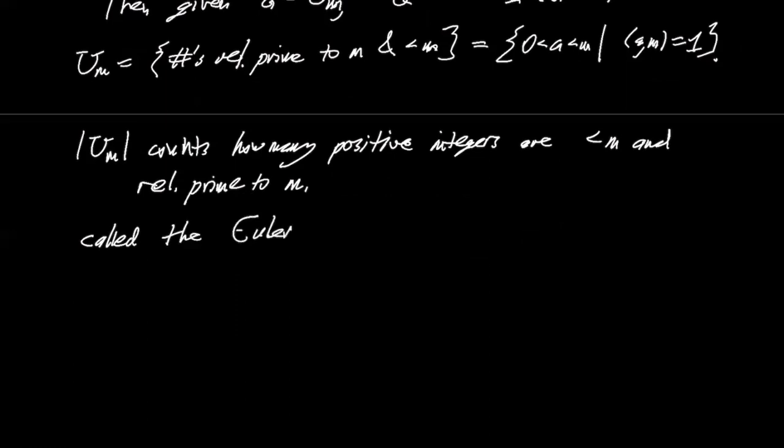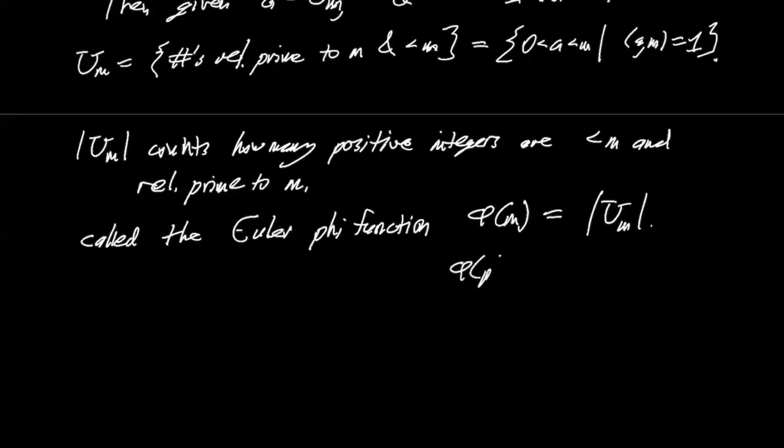Euler phi function, phi of M. So that's really the size of U sub M. And again, phi of P for P prime is P minus 1, right? Because everything between 0 and P is relatively prime to P.